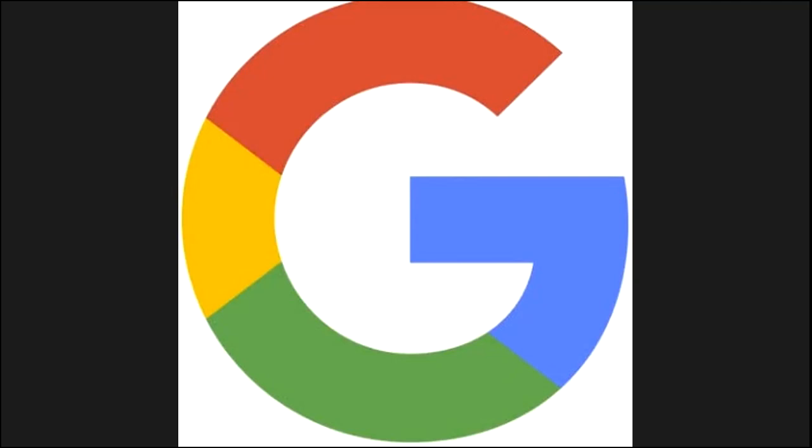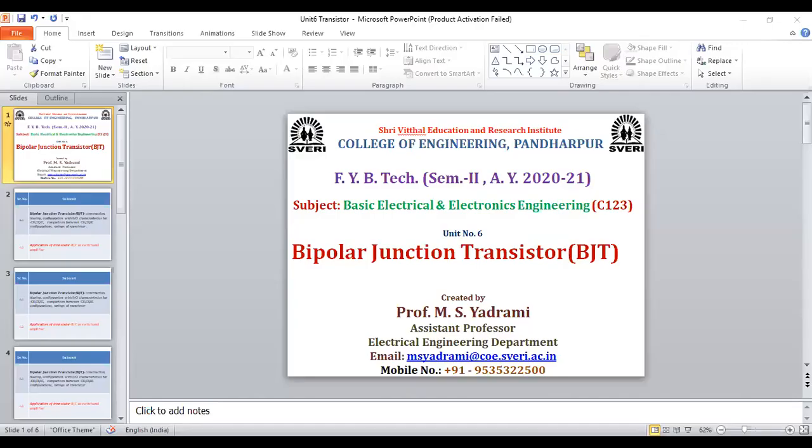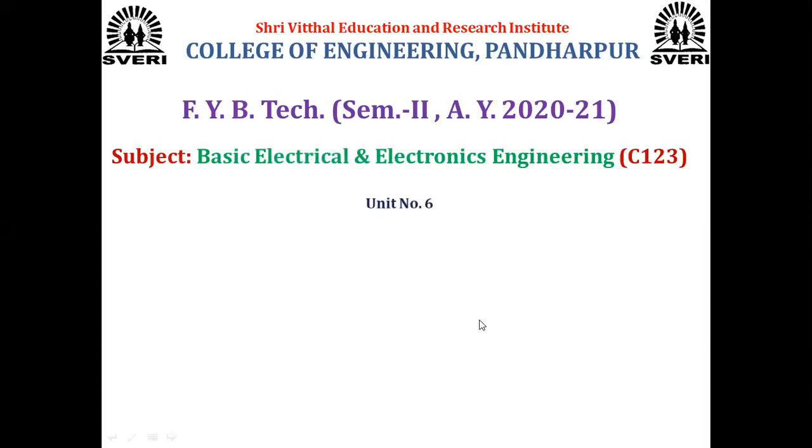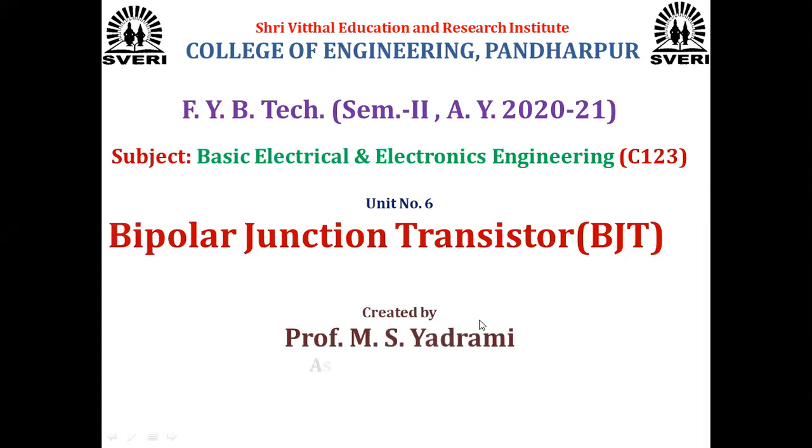Now we'll go for the next unit, the 6th unit. It is a very small unit actually. That is the bipolar junction transistor.